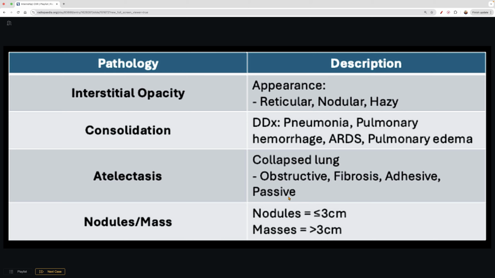Or there could be passive atelectasis, which can be due to pleural effusion. And then nodules and masses. Nodules are less than or equal to 3 centimeters, and masses are greater than 3 centimeters. Those appear fairly well circumscribed, well rounded. The way I like to remember this is I can, right?